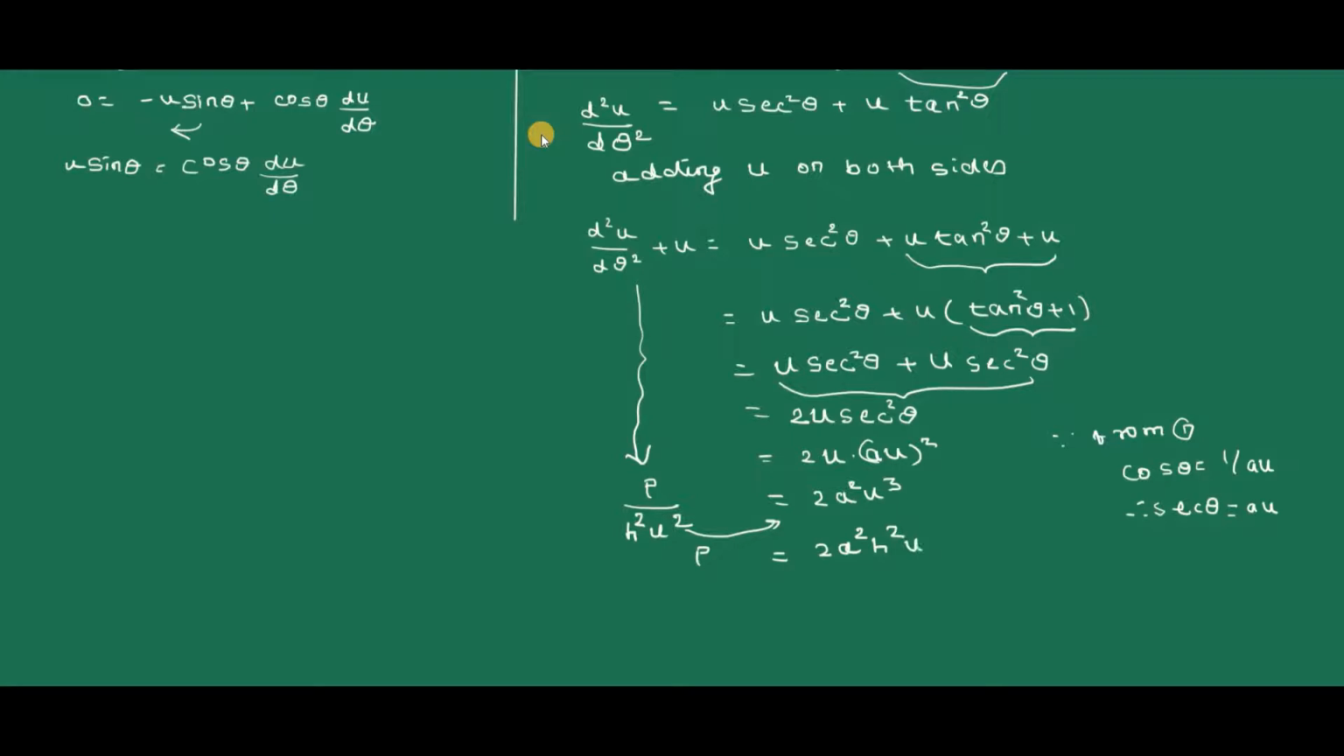h square u raised to 5, you will get u raised to 3 into u raised to 2. So P is equal to, this is nothing but a constant term, so we can write it as k u raised to 5. That implies P is proportional to u raised to 5.